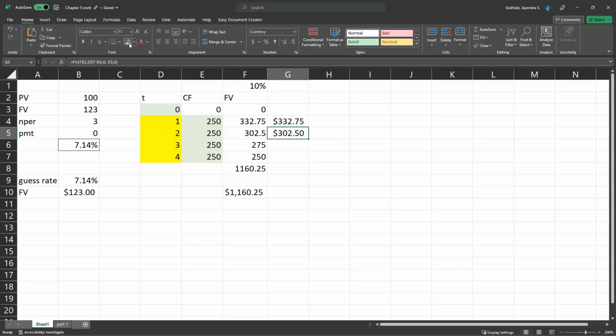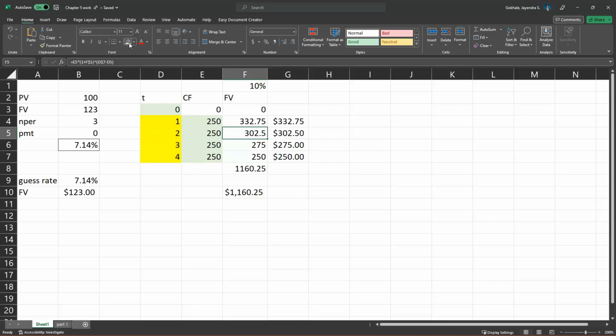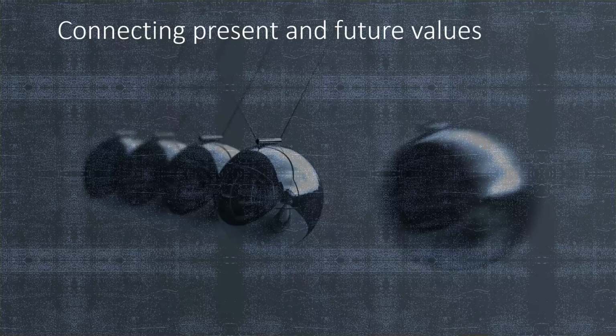Same thing. Control D. And so you can see the FV function will also give us this future value, just like the formula is giving us. They're the same thing, right? So, and then sum them up to get the same answer as well. So it's pretty straightforward to use multiple ways to get the same answer in Excel.